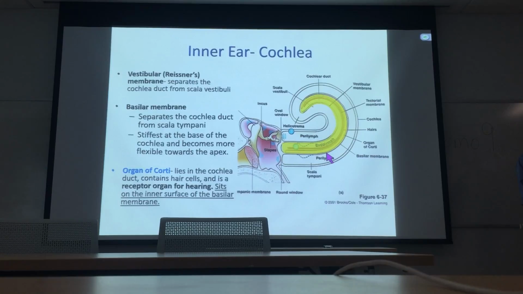Last, I think might be one of the last things for inner ear, she emphasized the organ of Corti, and you're going to make sure that you know that it sits on the inner surface of the basilar membrane. This is the receptor for hearing. So read this slide. Know what's on this slide. It's important information.